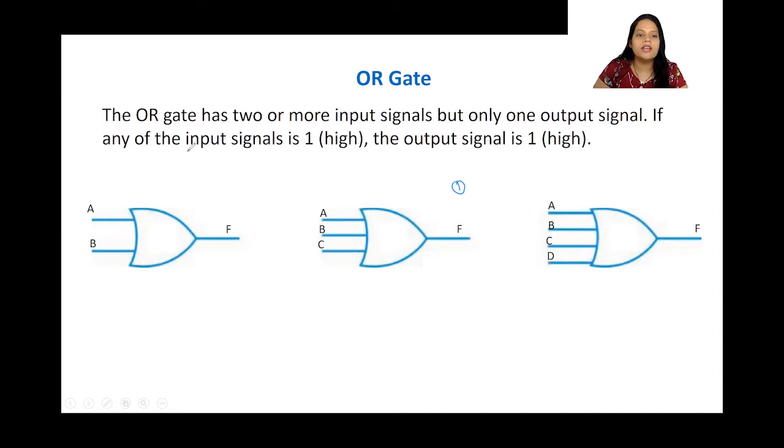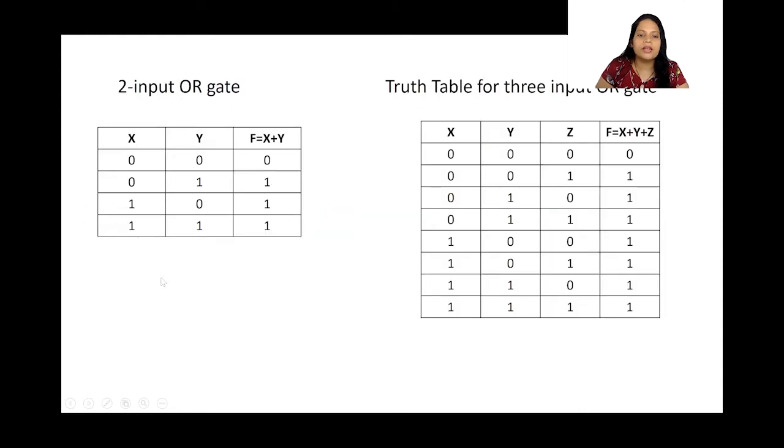Okay, so if any input signal is 1, the output signal is 1. Okay, so even if we have all zeros but only one value is 1, even then the output is going to be 1. Okay, this is the speciality of OR gate. Fine. So let's go ahead and see the truth table for the same.